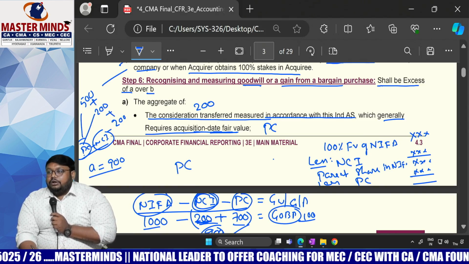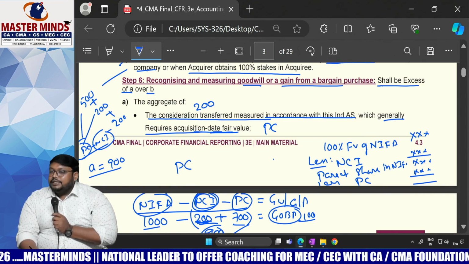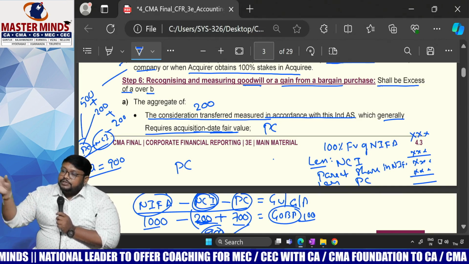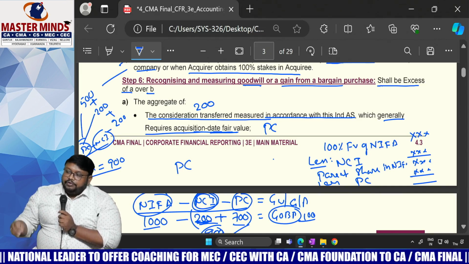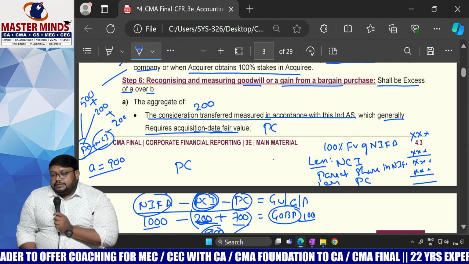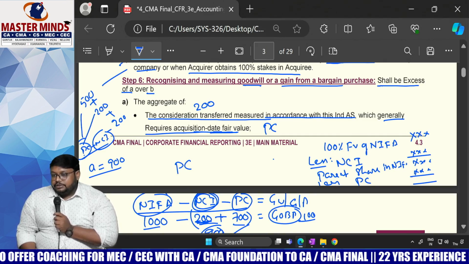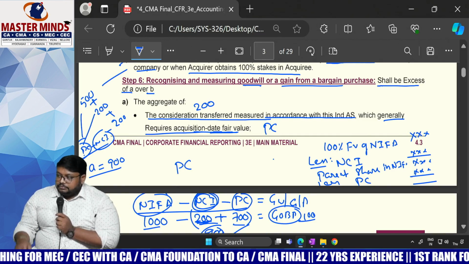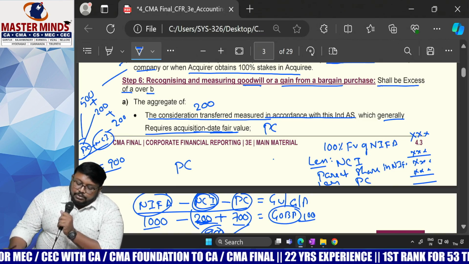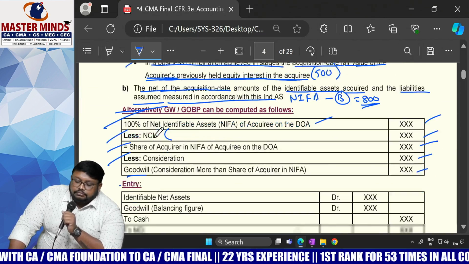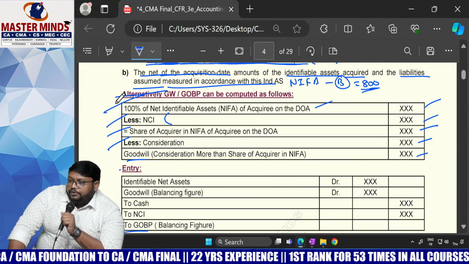If any business combination is achieved in stages, I put a separate model. We will do some problems on business combination achieved in stages, so we can expect such questions in the examination too. So I added one additional model for that, and there we can discuss it in detail. This is only for understanding. Generally you follow this one, the alternative method we will follow for all the problems.